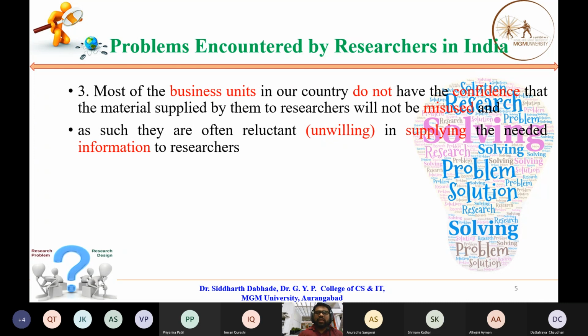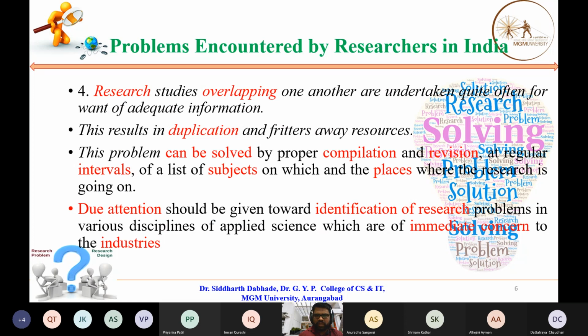Okay, so they are reluctant to give the specific information to the researcher. That is one of the major drawbacks, or you can say the major problem in India. So that's why the industry and research institutes are not coming together to solve real life problems or to tackle the new upcoming research work. That kind of problem arises. That is one of the problems encountered in India.